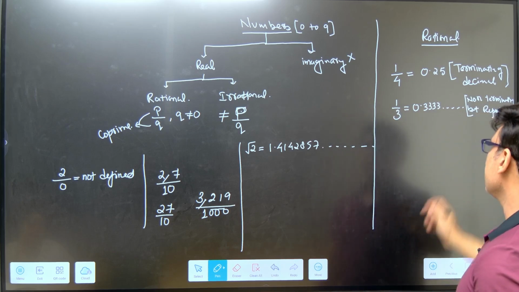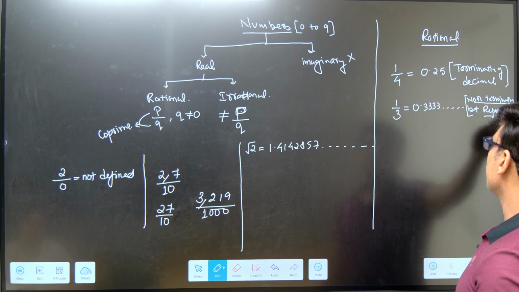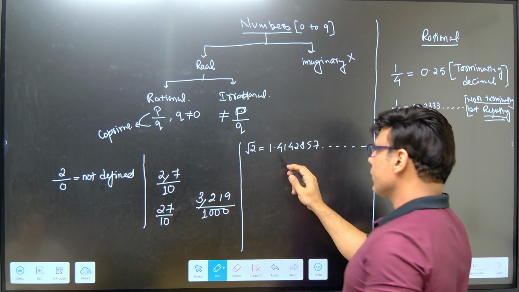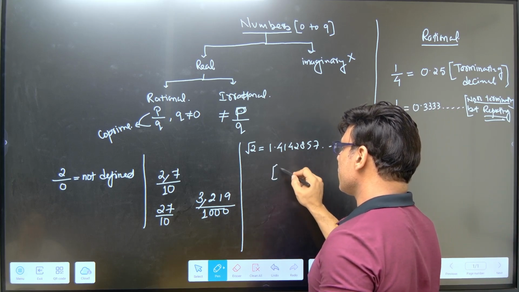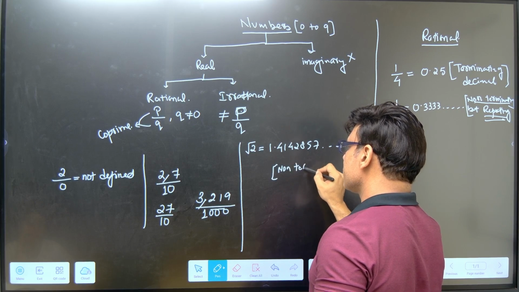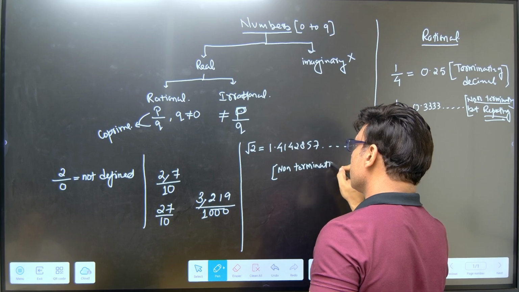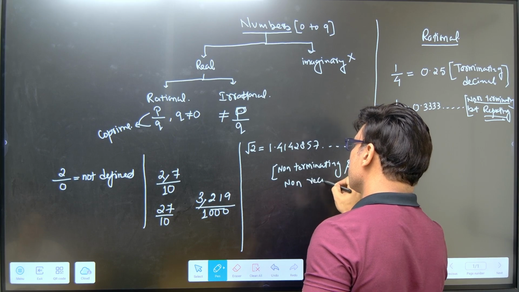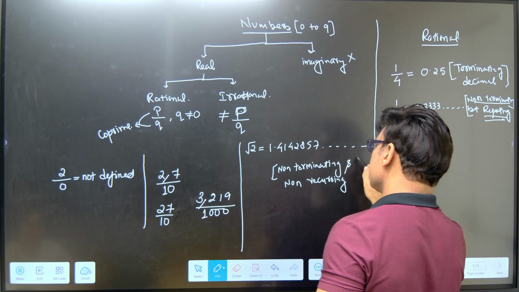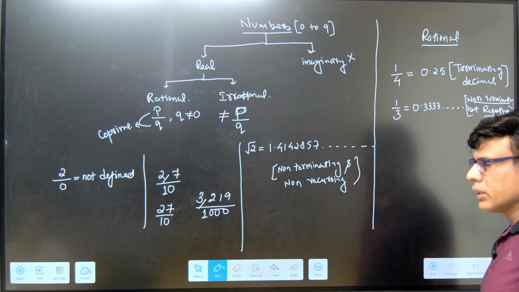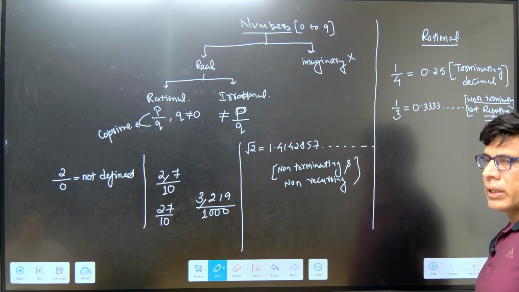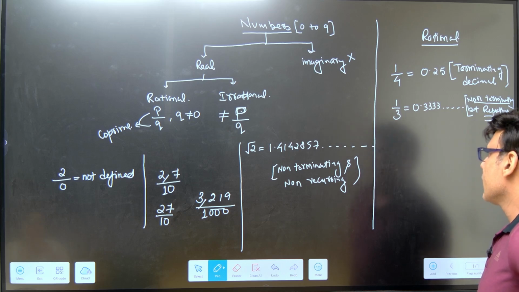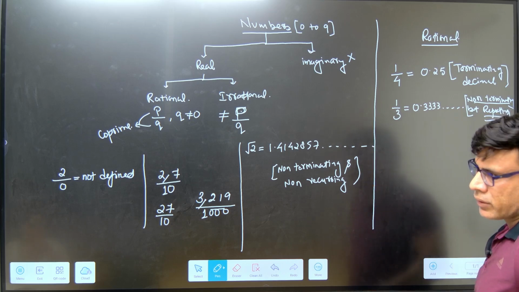Now there is a difference between this and this. What is the difference? Here it is also non-terminating but repeating, some digit is repeating. Here this is non-terminating, not coming to an end, and non-recurring. It is not coming to an end, and it is not recurring either. Here this is recurring, here it is non-recurring.